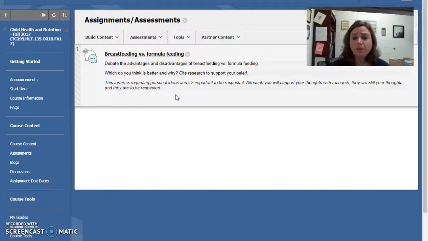Please remember that we are a community, we are respectful, we are empathetic. This is meant to bring the research to the forefront, but it is not meant to be a condemnation of what choices people have made. Please remember that when you are responding to your classmates. This really is more for informational purposes about the documented advantages and disadvantages of breastfeeding and formula feeding.